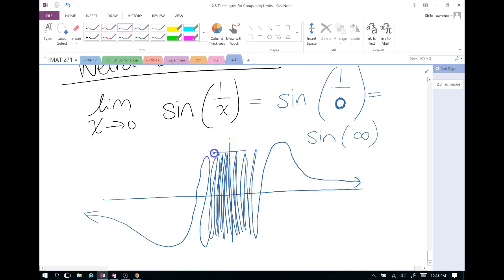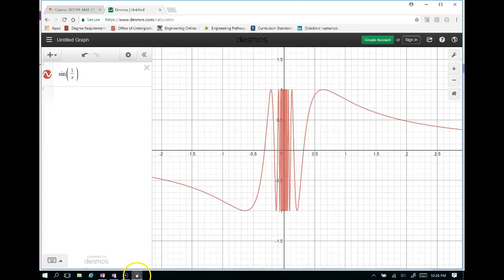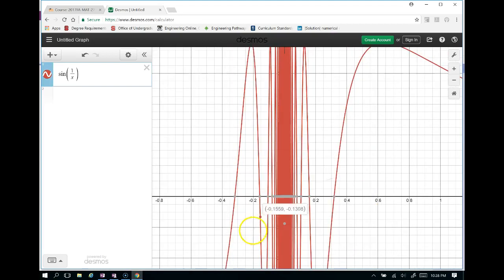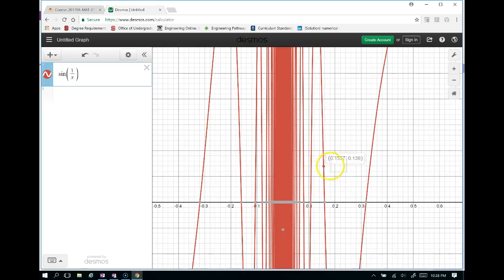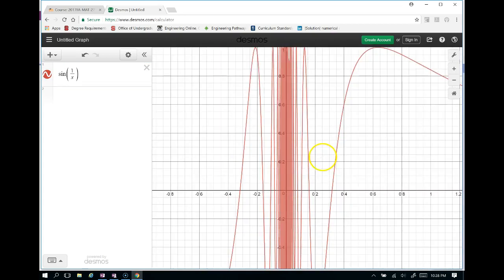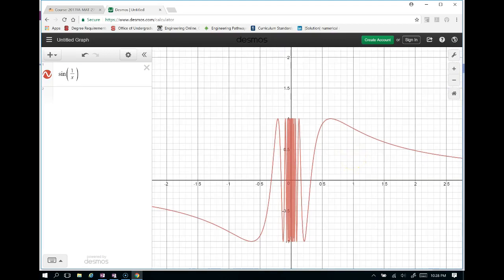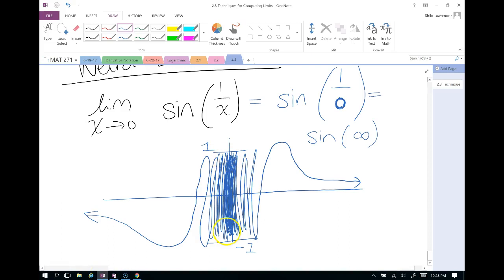This is positive 1. This is negative 1. We cannot pinpoint exactly what is happening at x equals 0. It is just going crazy here. If we keep zooming in, it's just a solid block of graph, no matter how much you zoom in. Zooming in is not going to make it look any nicer. So this particular limit, when we see this crazy oscillation, does not exist.